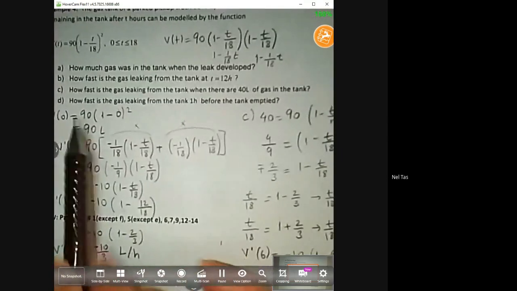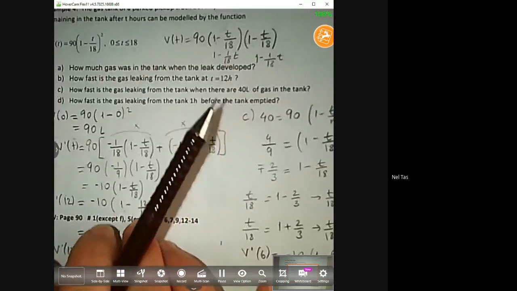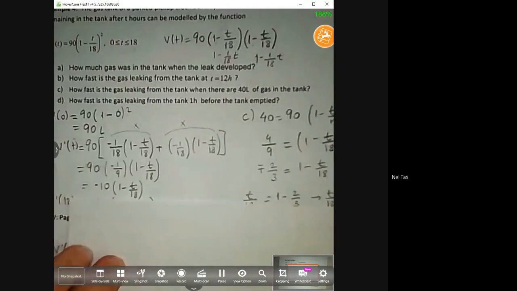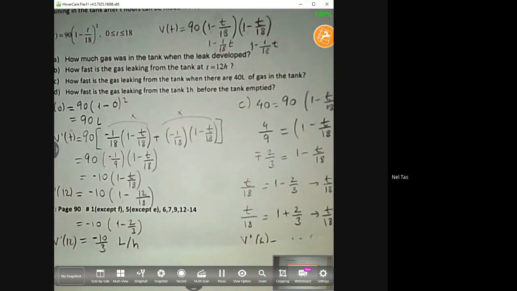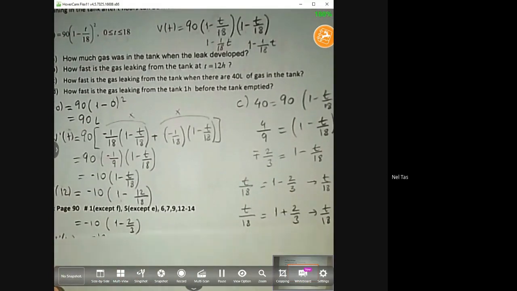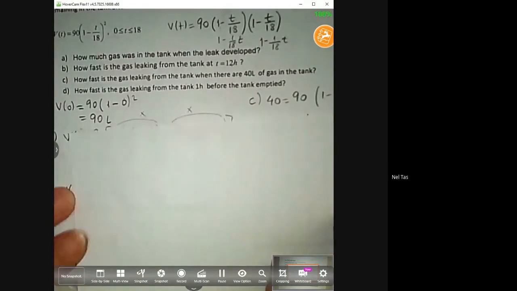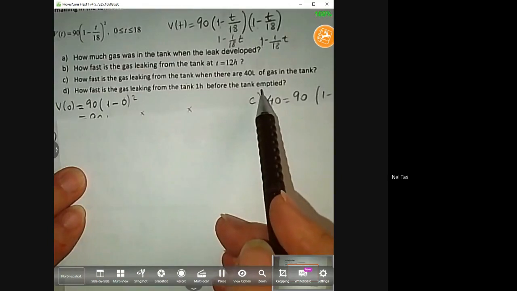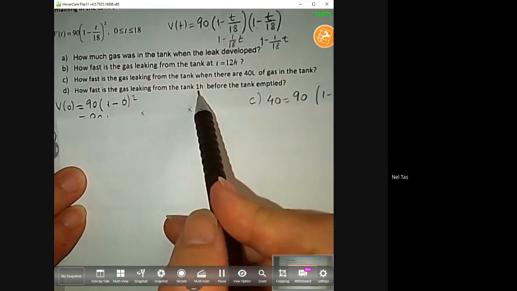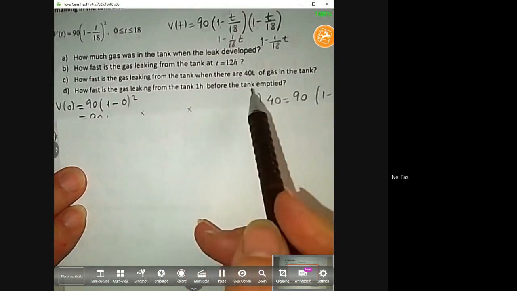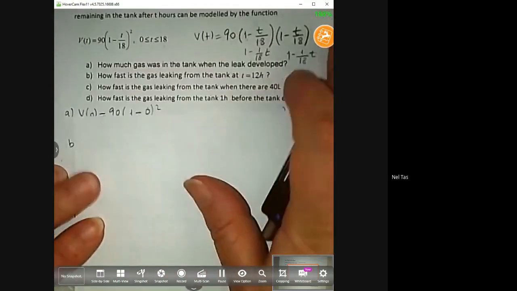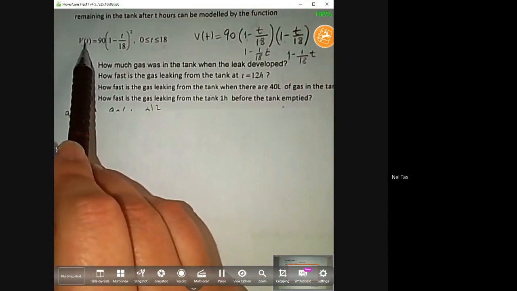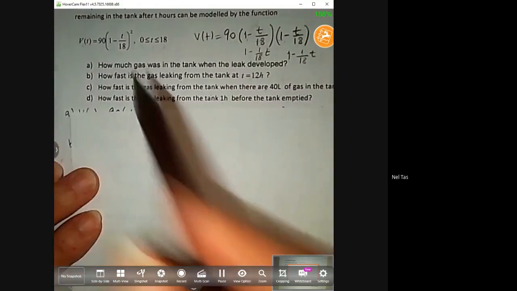The last part. It says how fast is the gas leaking from the tank 1 hour before the tank emptied? Well, first, of course, we need to find when the tank is emptied. Then we can subtract 1 to find 1 hour before the tank emptied. Okay, so tank emptied means no gas left in the tank. The volume of the gas is 0.